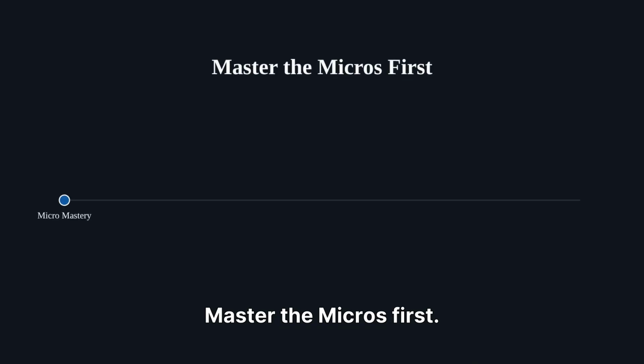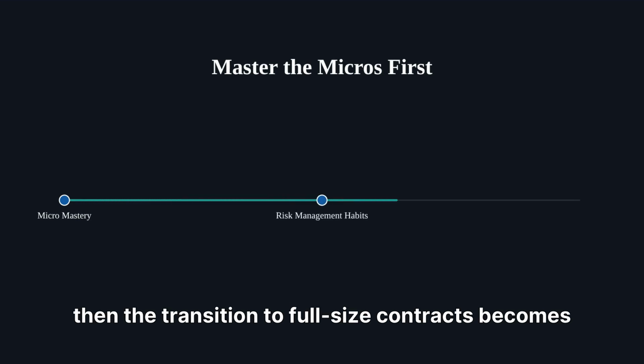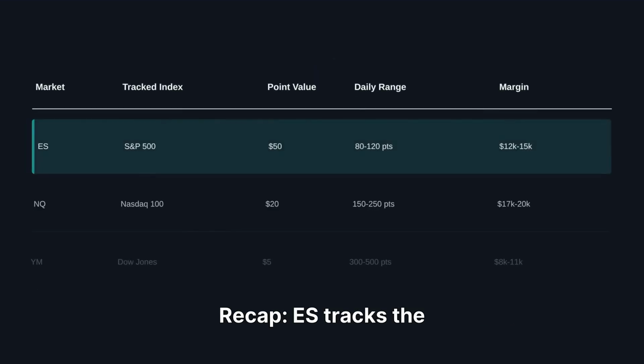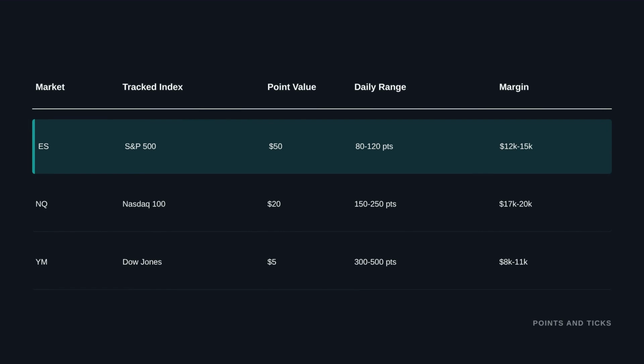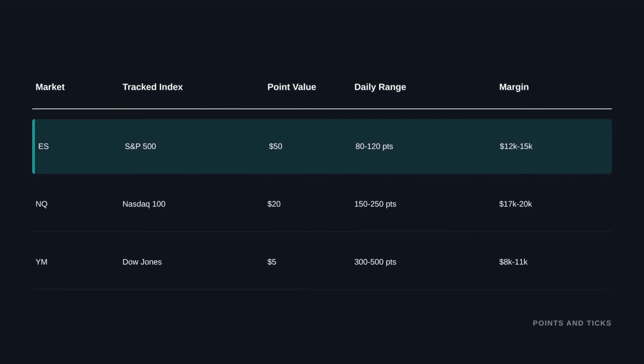Master the micros first. Prove your strategy, build your discipline, and then the transition to full-size contracts becomes purely mathematical. Recap: ES tracks the S&P 500 at $50 a point. Typical range is 80 to 120 points.